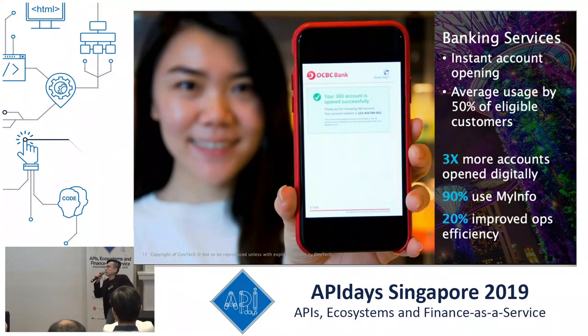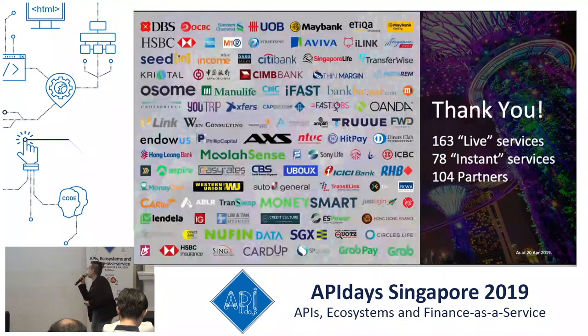So we are hearing from OCBC that they have 3 times more accounts opened digitally since they started using MyInfo. Out of those people who transact digitally, open their bank accounts digitally, 90% of them opt to use MyInfo for the convenience. And then they have actually achieved 20% more operational efficiency by using MyInfo because they no longer have to work with dirty data entry errors and all that. So it's actually saved the bank quite a lot of money.